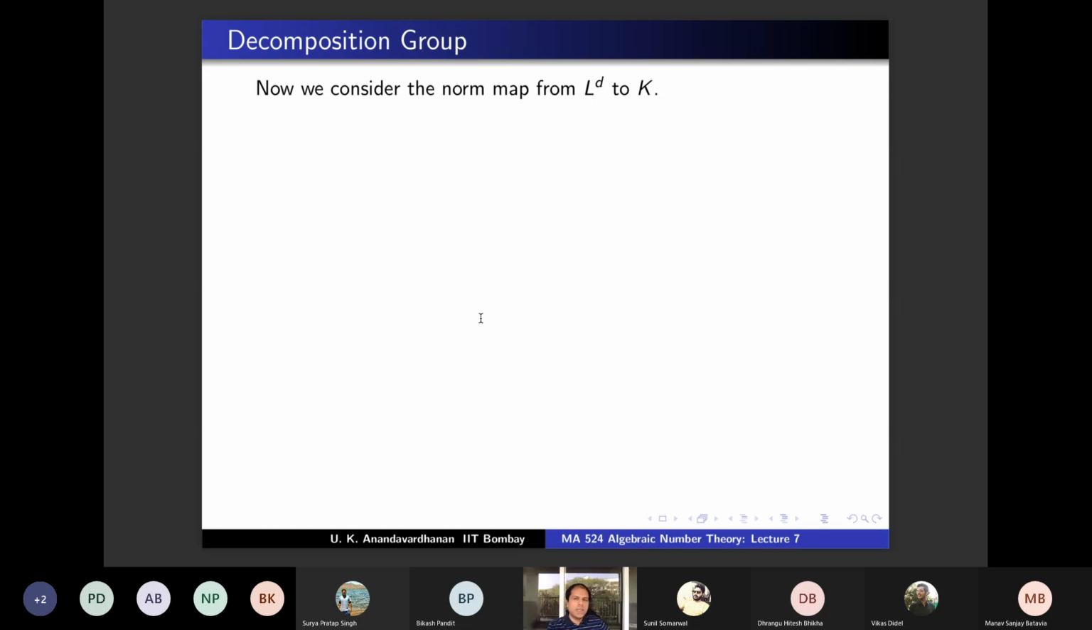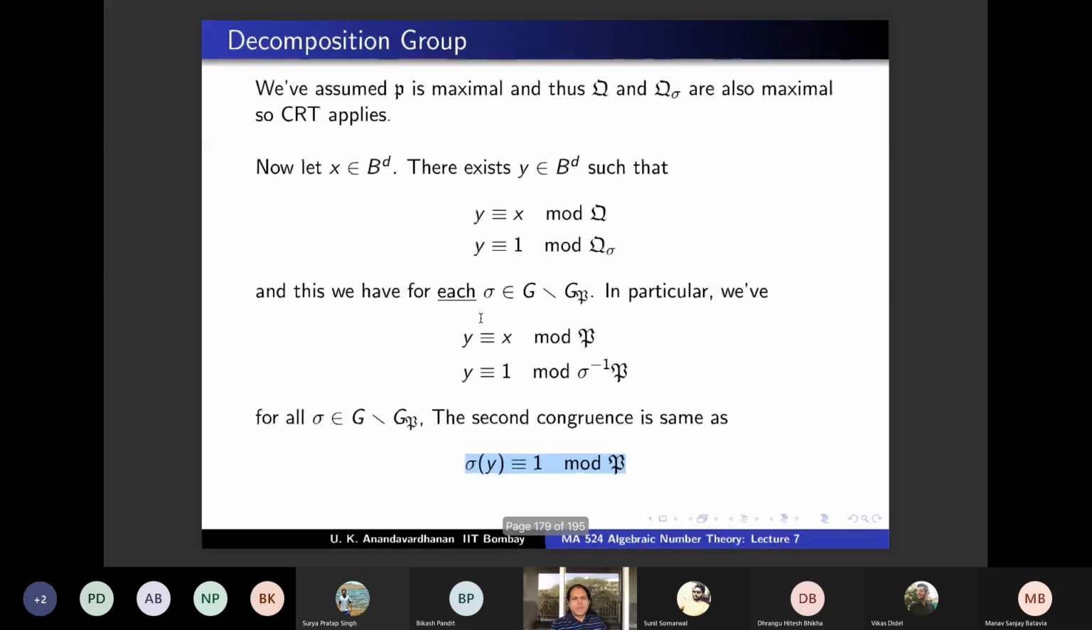Exactly, things outside GP only will contribute, because things from GP have the property that they fix LD. They are identity on LD. So what contributes to this norm map? Of course the identity map, and anything else, non-identity, meaning things outside GP. So what will contribute is precisely what you have calculated, because these sigmas are outside GP, and so the norm map will involve taking the product of this and all these.